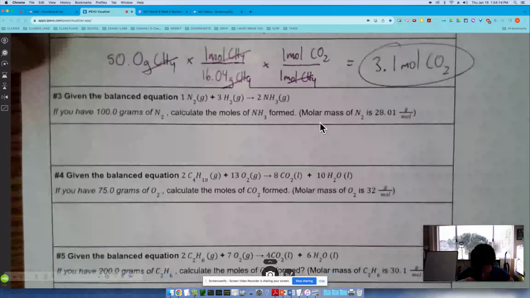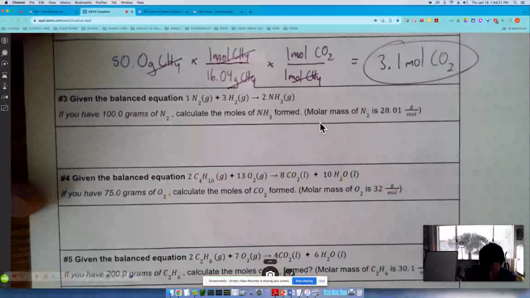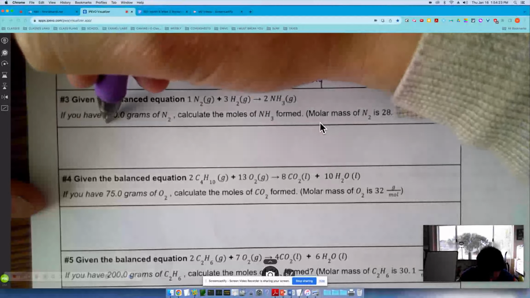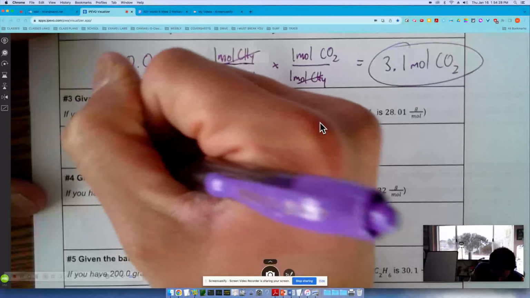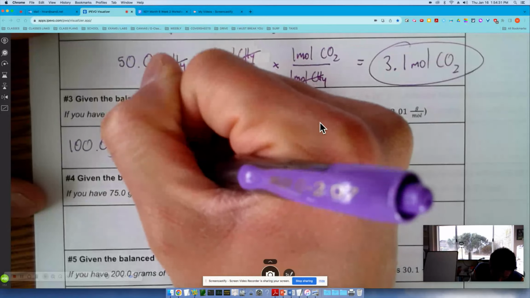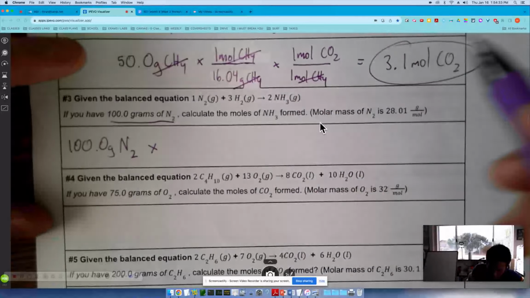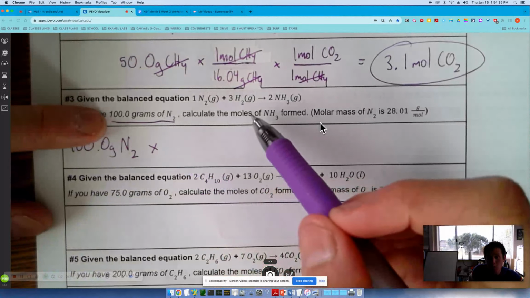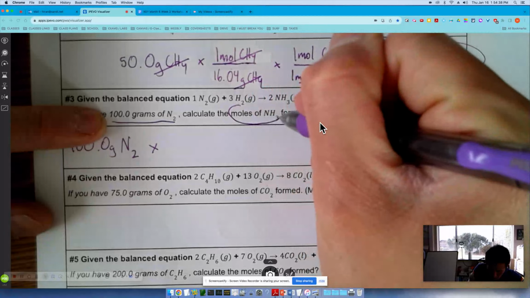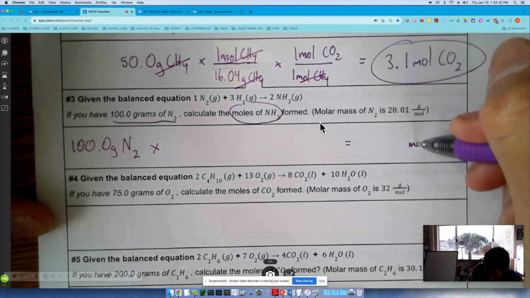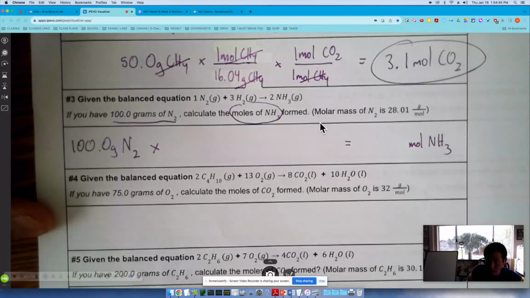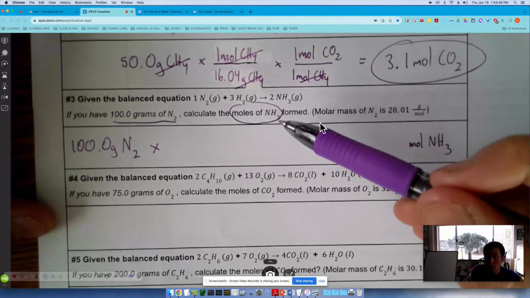Okay, so for number 3 on page 3, we are given 100 grams of N2. So we're going to start our conversion right there. And we're going to go from grams of N2 to moles of NH3. That's what we want. Moles of NH3. So we're going to have equals and whatever unit that we want at the very end, which is always labeled here. Calculate the moles of NH3.